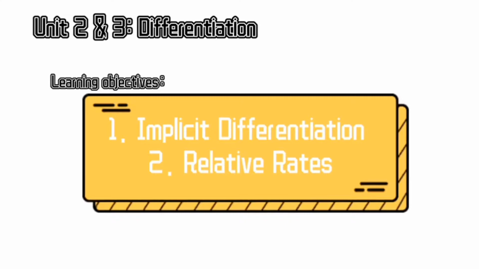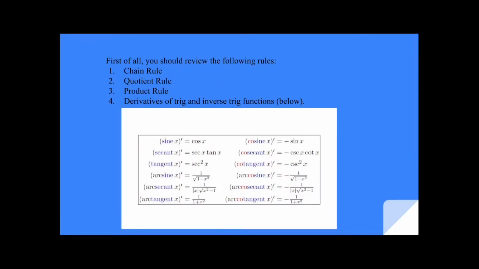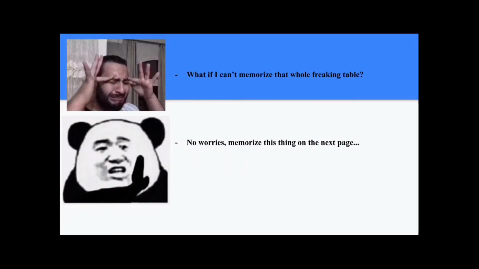Today we'll be summarizing Unit 2 and 3 of AB and BC Calc, which is differentiation. So first of all, I hope you all are familiar with this. If not, please review it and make sure you know your derivatives by the time you take your AP exam. And I know this is quite overwhelming, but that's why we're here for you. Let's look at the next page.